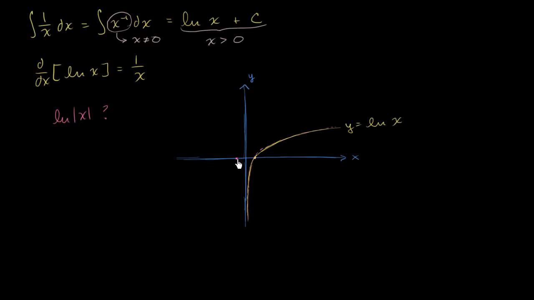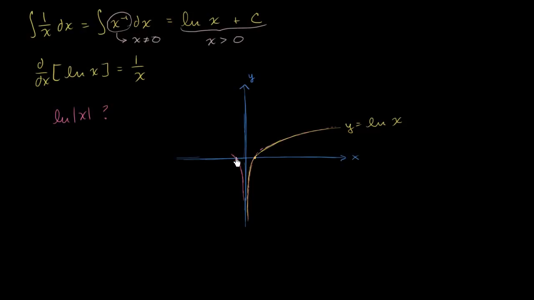As you get closer and closer and closer to 0 from the negative side, you're just going to take the absolute value. So it's essentially going to be exactly this curve for natural log of x. But the left side of the natural log of the absolute value of x is going to be its mirror image if you were to reflect around the y-axis. So it's going to look something like this.